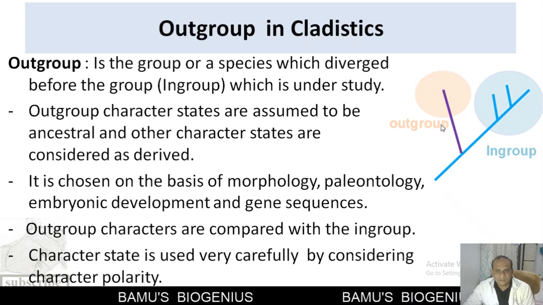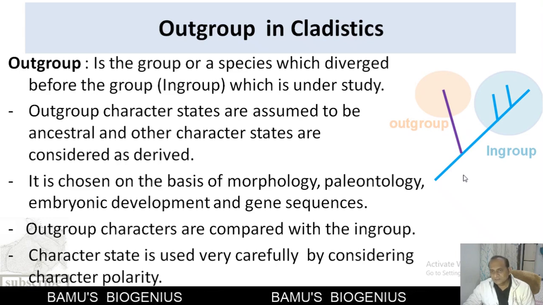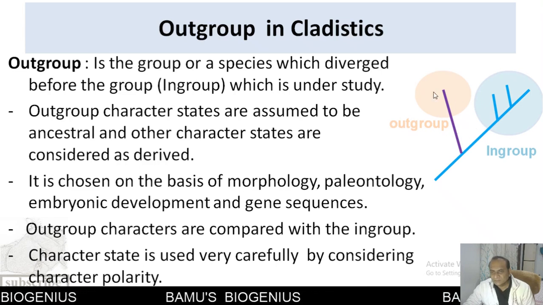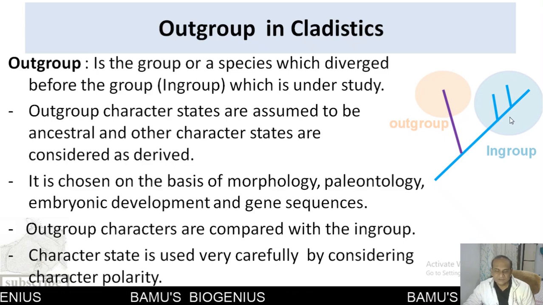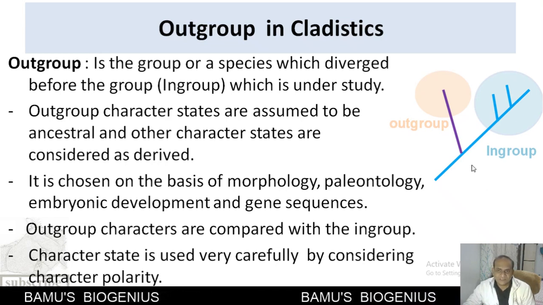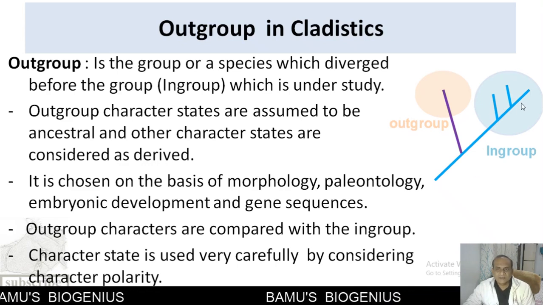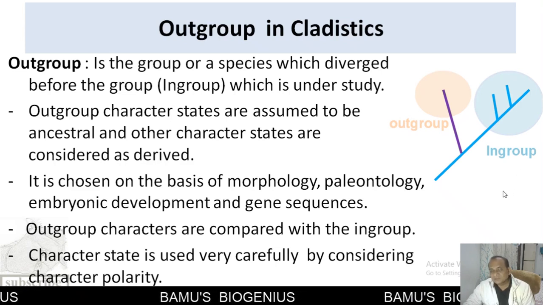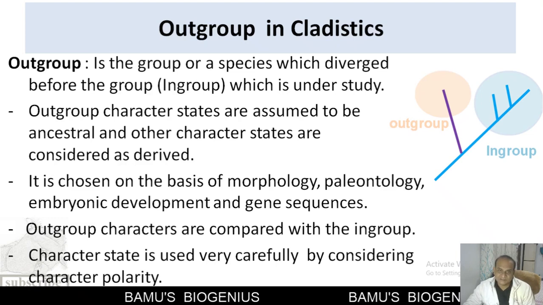Now how is this particular outgroup chosen? It is chosen on the basis of morphology, paleontology, embryonic development or gene sequences, so that we can compare this outgroup with the in-group members. Then the outgroup characters are very carefully chosen, so that they can be compared with the characters of the members of the in-group. So this is the importance of outgroups in cladistics.